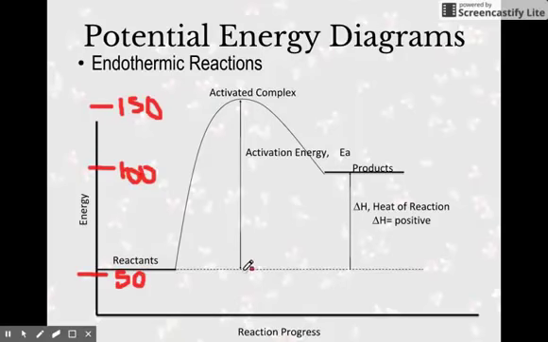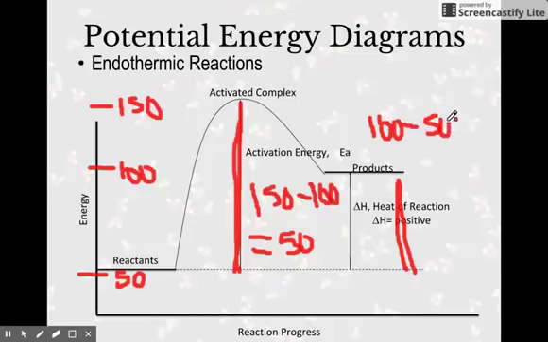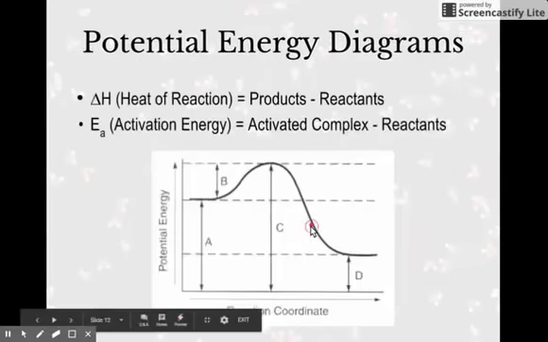So if we wanted to calculate our activation energy from our reactants to our activated complex, we're just going to do a little subtraction. We would take 150 minus 100. We would get our activation energy of 50. Now let's do the other one. For our delta H, we're just going to subtract the two. We would take 150 minus 100, and we get our delta H, our heat of reaction, of 50. Now it's positive this time because it's endothermic.